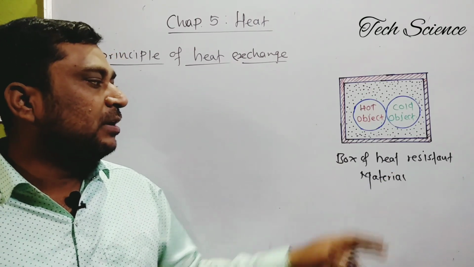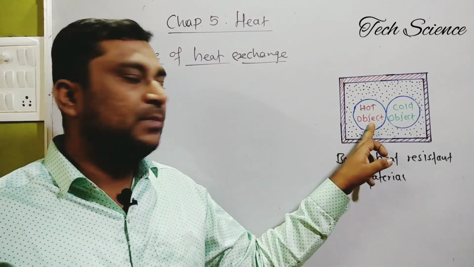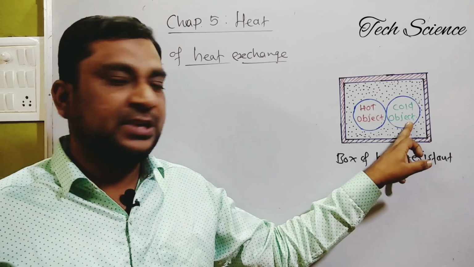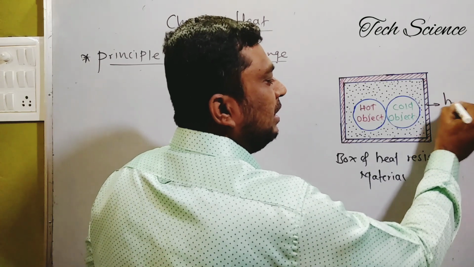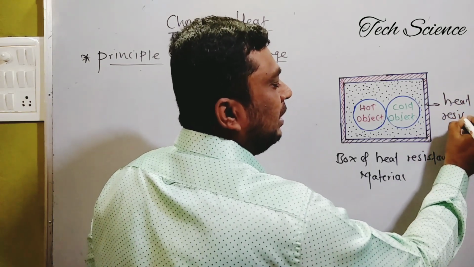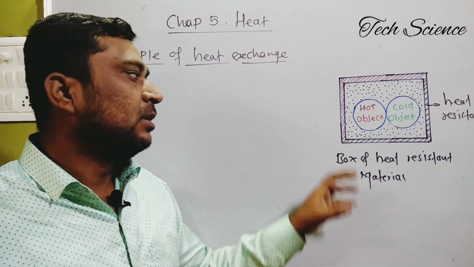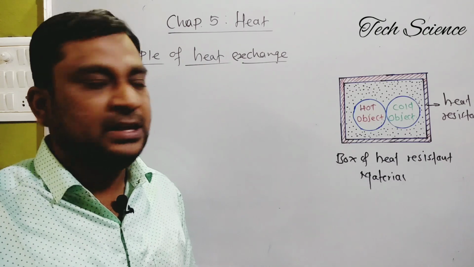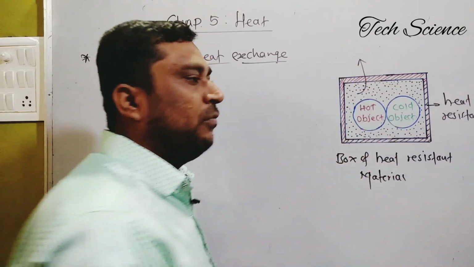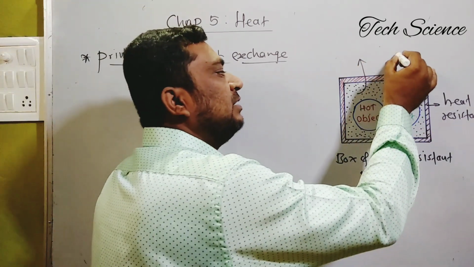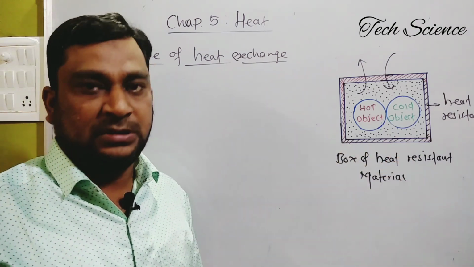This is the diagram where a box is there. Inside the box there are two objects. The red color is the hot object, and the cold object is green in color. This box has a specialty: it is a heat resistant box. What is the purpose? The exchange of heat energy is only within the box. No energy will go out of the box, and none of the energy from the environment comes inside the box, and for that reason we arrange such a setup.